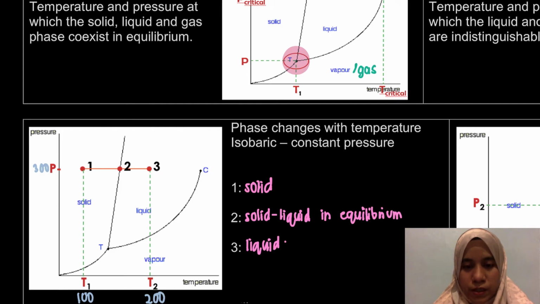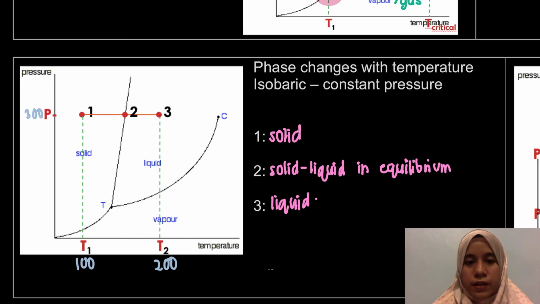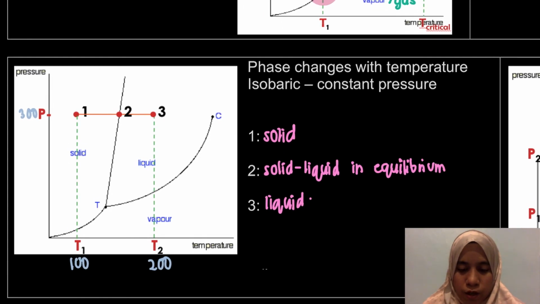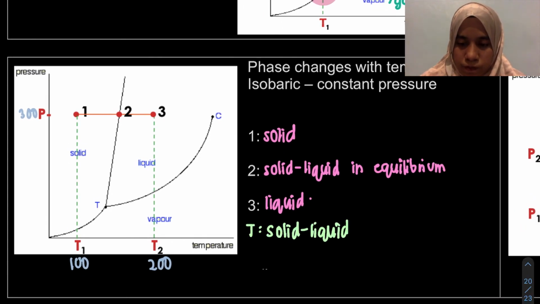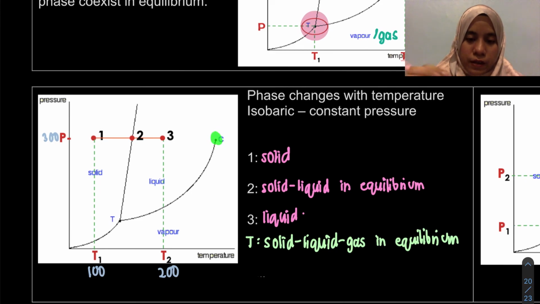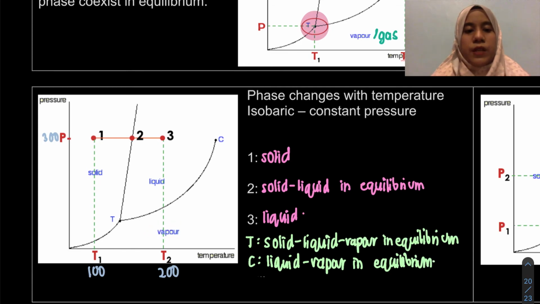Okay, this one Miss just wants to add. What about T? Remember, if T is here, it is solid, liquid and gas in equilibrium, so we write that here. What about C? For C, because it is still at C and not above the point C, and since the picture shows vapor, we just write vapor here. So that is for this example where the phase changes with temperature.